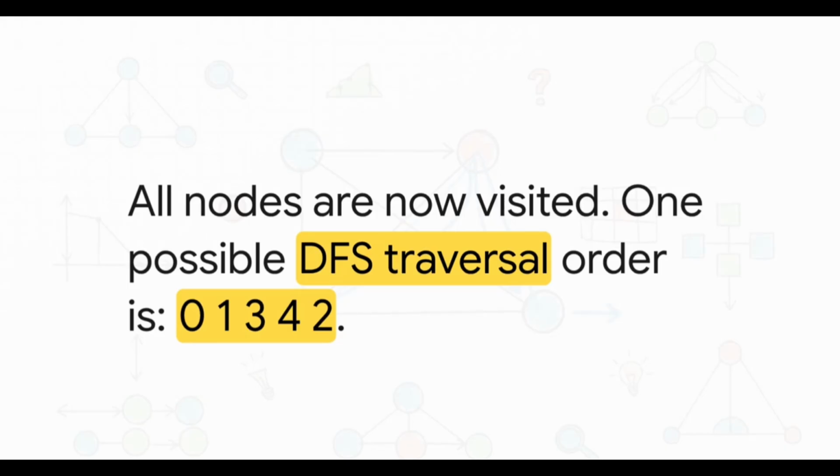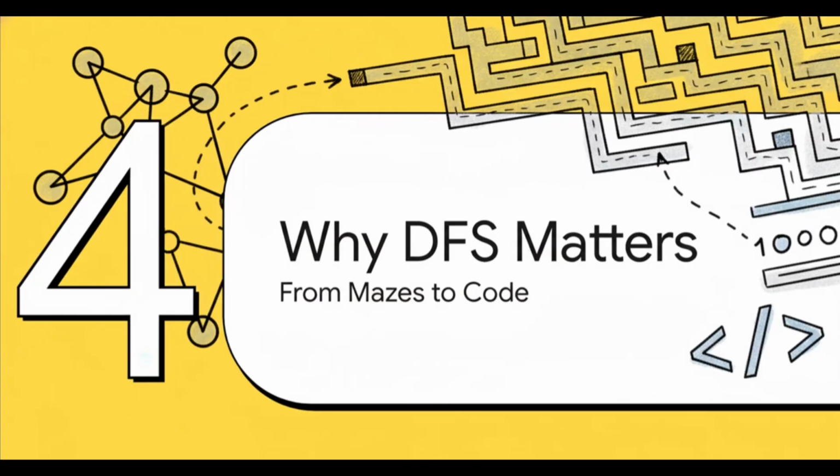And there you have it. We've systematically gone through the entire network without ever getting lost. The final order that we visited each new node in was 0, then 1, 3, 4, and finally 2. So we've seen how DFS can solve a simple little puzzle. But its real power isn't just in theory, it's in the massive, complex problems that it solves out in the real world. Let's take a look at how this becomes a cornerstone of modern computing.